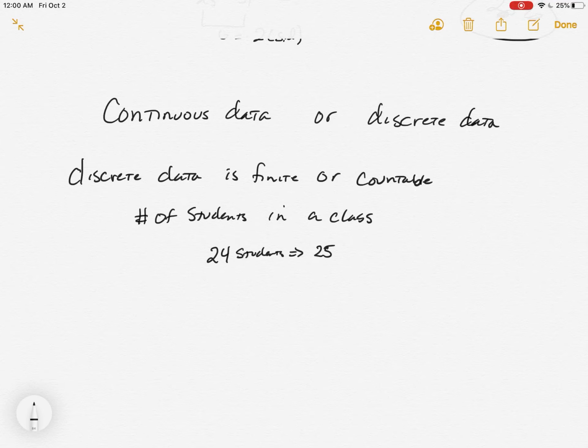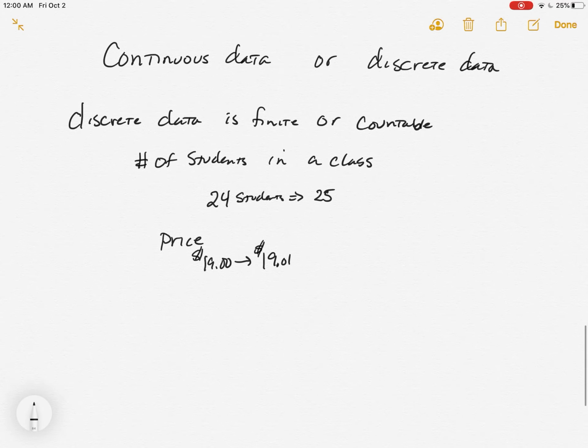So discrete, you can check it off. So number of hotel rooms, right? If they were looking at data that was hotel rooms. Even price is discrete, right? Because what's after $19? Well, it's not arbitrary. The very next price that can be charged is $19.01. So as long as you can tell me the very next one, it's discrete.